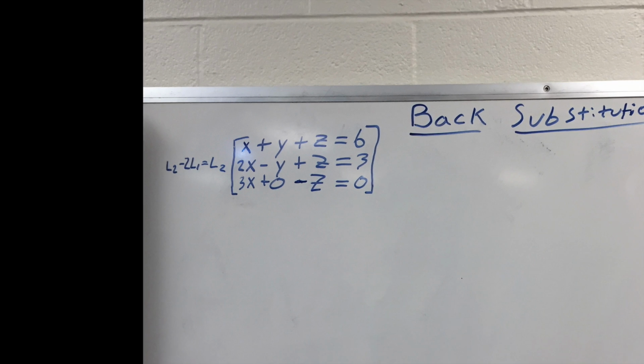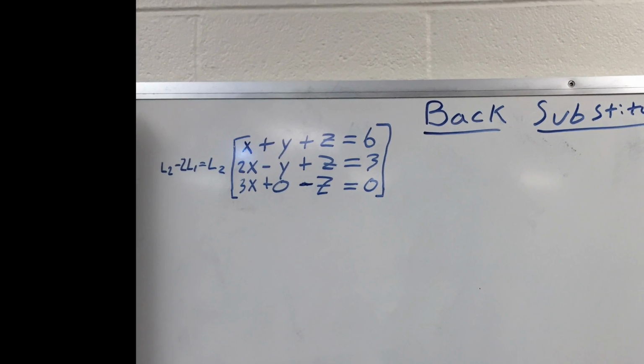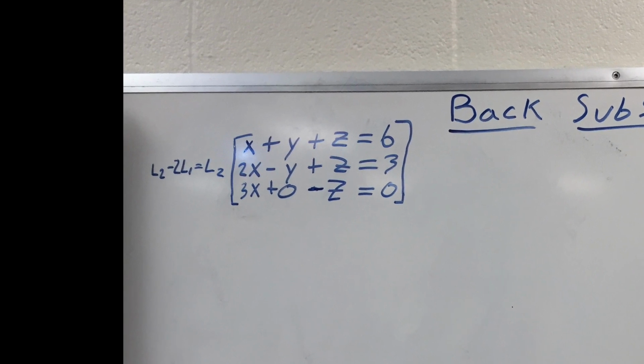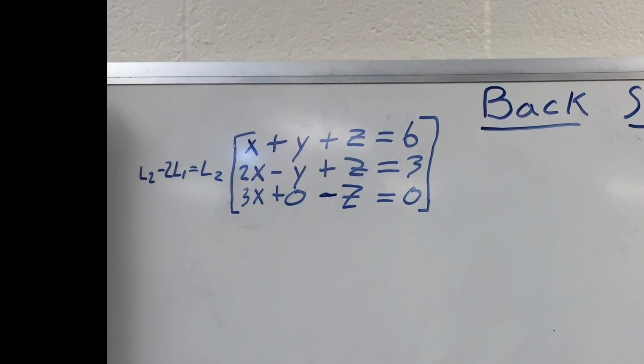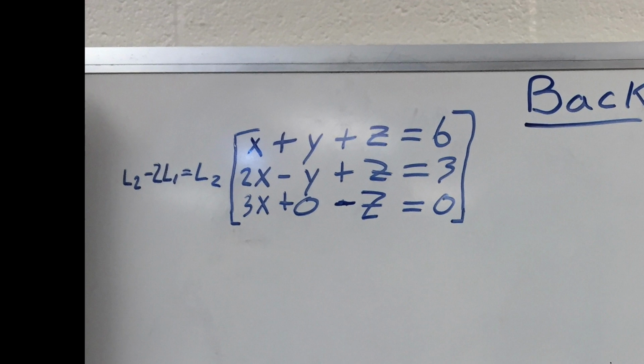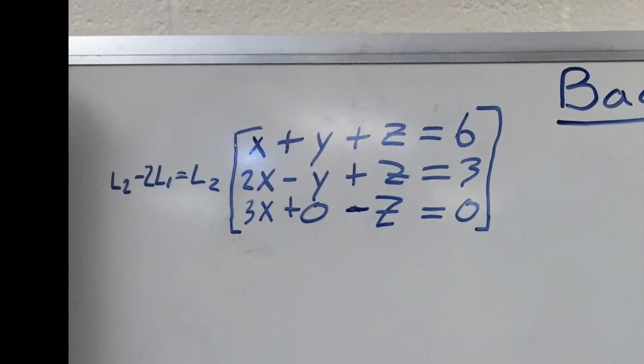This is our example of back substitution, and the problem is x plus y plus z equals 6, 2x minus y plus z equals 3, and 3x plus 0 minus z equals 0.